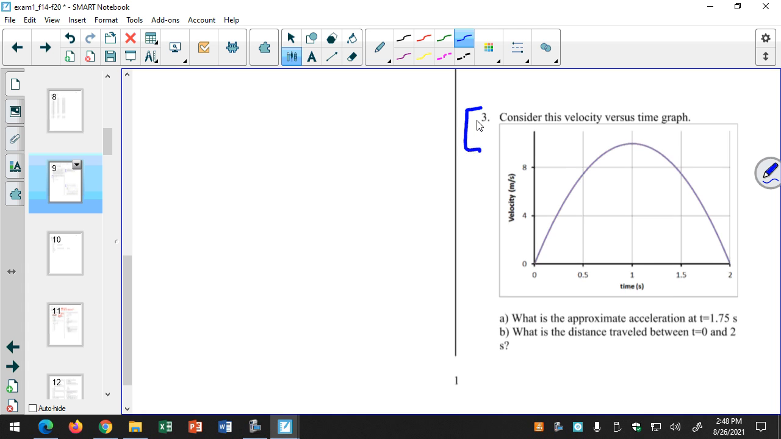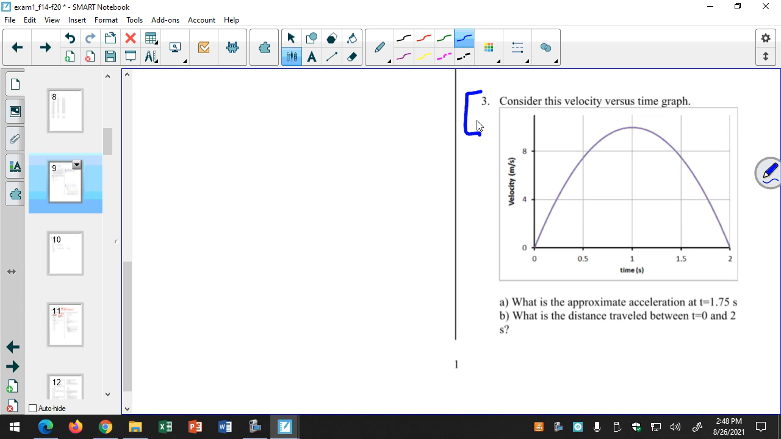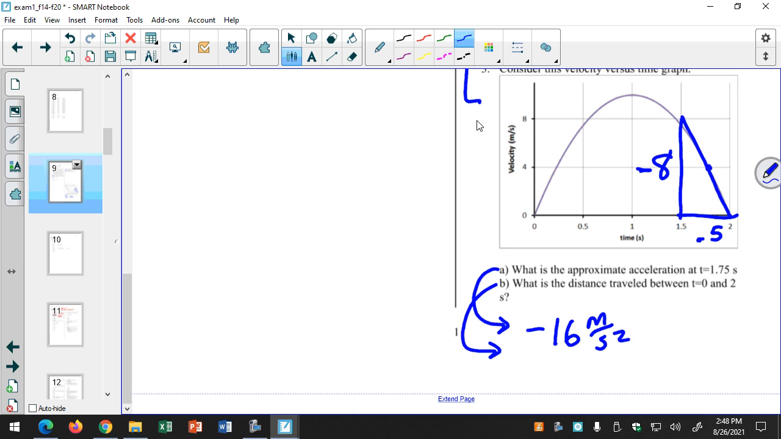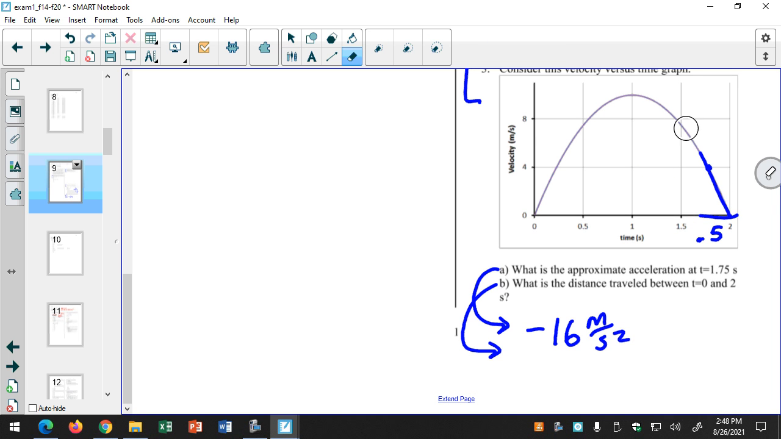For example, this one, where I'm trying to find the acceleration at t equal 1.75 seconds. I want to know the acceleration right there. So I draw a tangent line and find the rise over the run. The rise is 8. Or -8 actually. The run is 0.5, 2 minus 1.5, and so the approximate acceleration is going to be -16 meters per second squared. And then if I want to know the distance traveled, what do I do to a V versus T to get the distance traveled? Slope or area? Area, thank you.